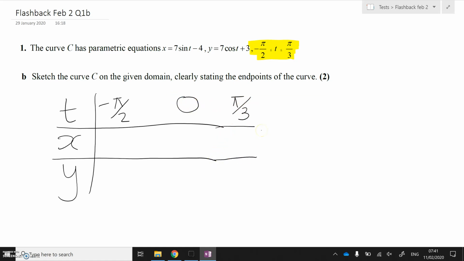Now originally this would be a circle, but because of our restricted domain, it's just going to be some part of the circle. So I'm picking these values of t to see what part of the circle we want to actually sketch. Subbing in minus pi by 2 into the x equation, you get minus 11, and subbing in minus pi by 2 into the y equation, we get 3.